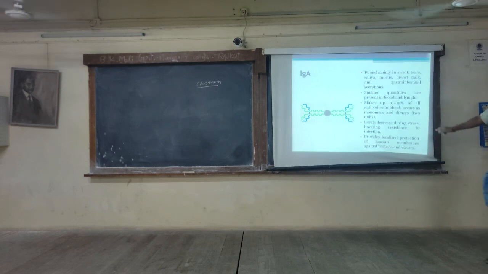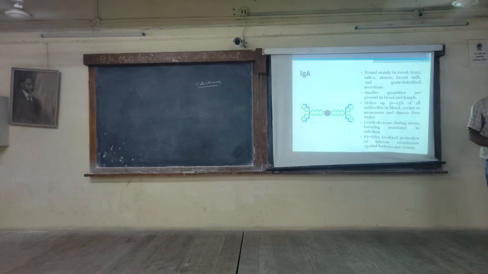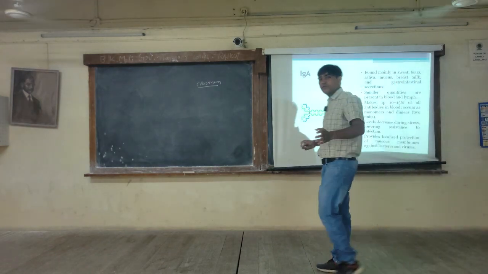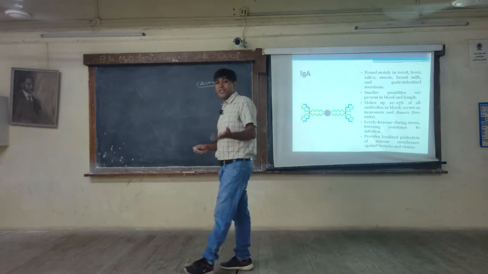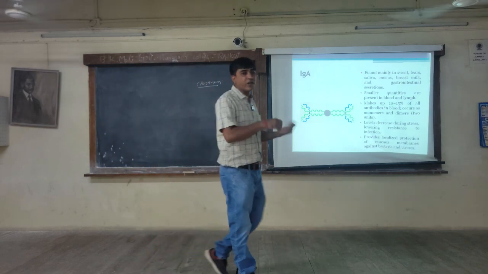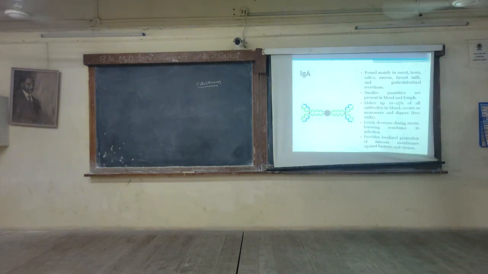The level decreases. This is important. The level decreases during stress, and it leads to decreased resistance. This is the reason why a number of students fall sick during the exams. During exams, they are more prone to infections because they are under stress. In any condition where you are under stress, there are more chances that you will acquire an infection because of decreased immunity.